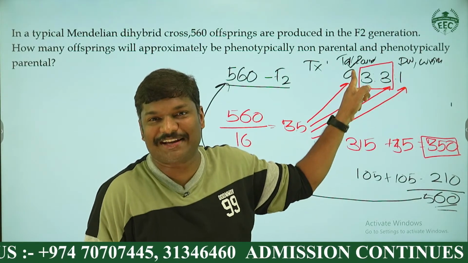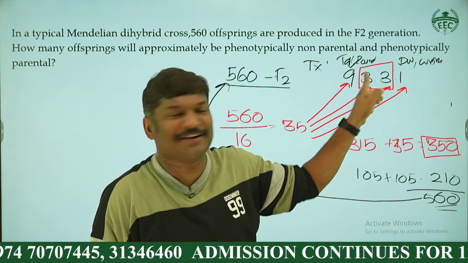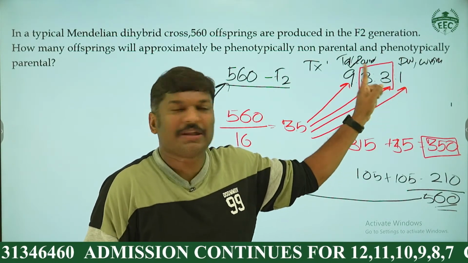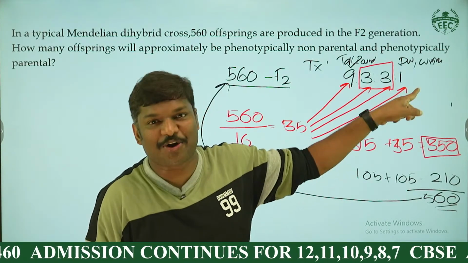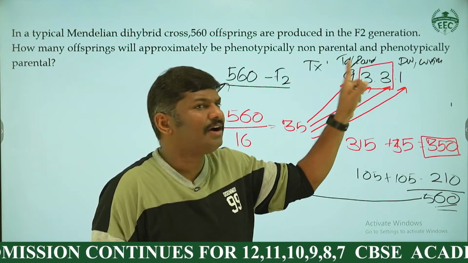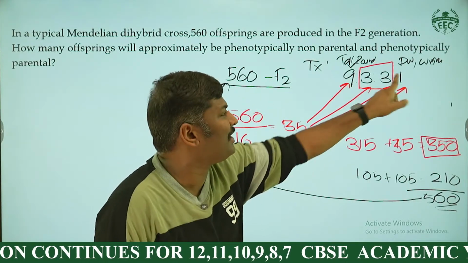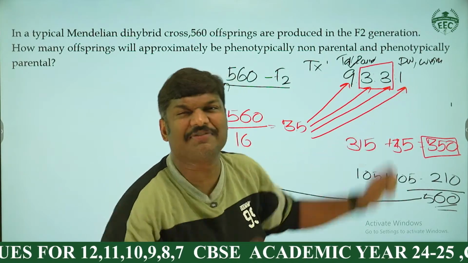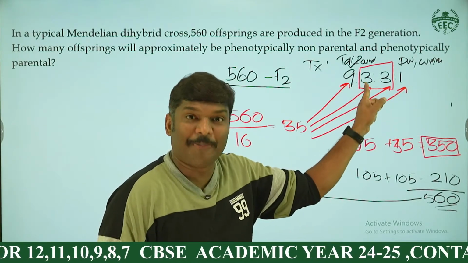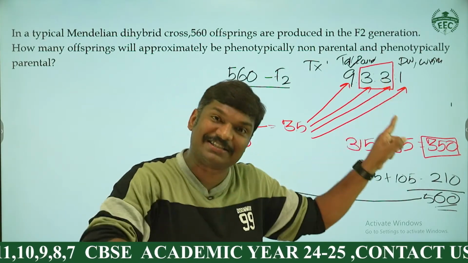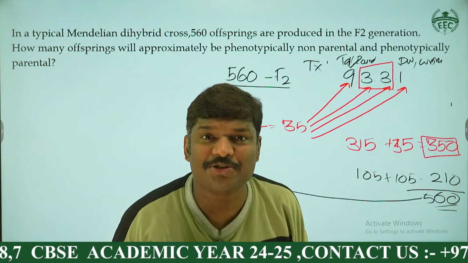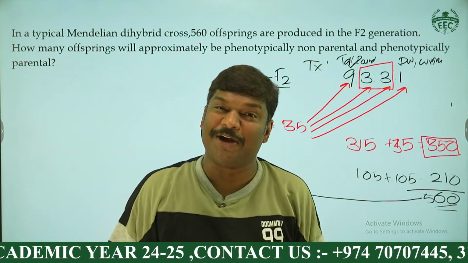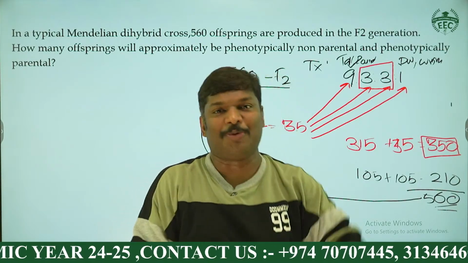9:3:3:1. The 9 you are getting is the dominant parent, and the 1 is the recessive parent. In between these two is the mixture of dominant and recessive. This is dominant, this is recessive. Dominant is the parent, recessive is the parent. What is the non-parental one? Dominant recessive. What is the next one? Recessive dominant. Dominant is the parent, recessive is the parent. Then dominant recessive is non-parental, and recessive dominant is also non-parental.